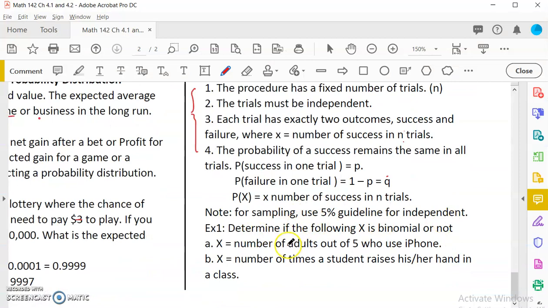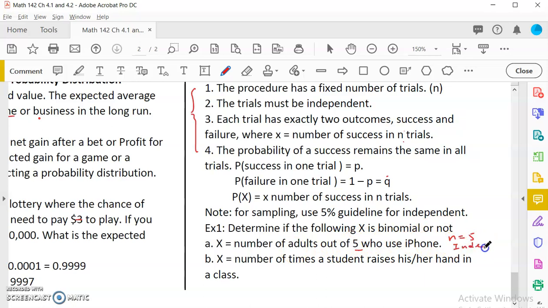Figure out if the following X is binomial or not. So X is the number of adults out of 5 who use iPhone. So I am counting the number of adults out of 5 who use iPhone. Do I have a fixed number of trials? Yes. N is equal to 5. Are they independent? I'm only selecting 5 adults, so it is independent.